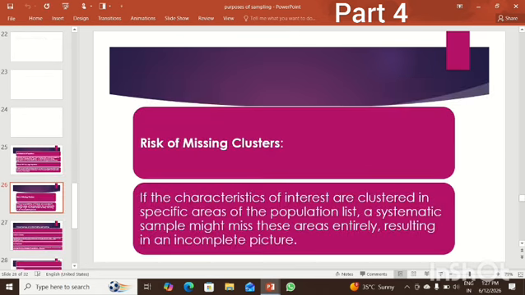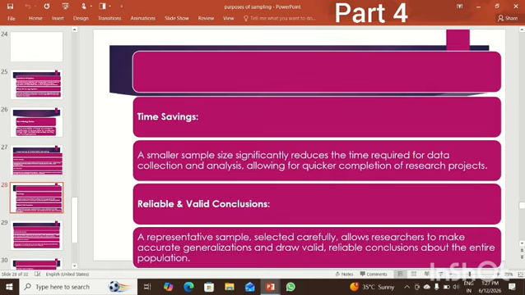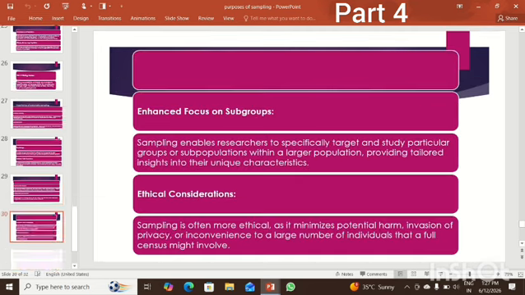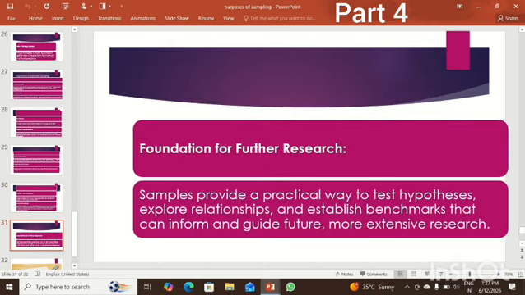Then risk of missing clusters. If the characteristics of interest are clustered in specific areas of the population list, a systematic sample might miss these areas entirely, resulting in an incomplete picture. Importance of systematic sampling. The need and importance are something similar. Feasibility and efficiency, cost effectiveness, time saving, reliable, valid conclusions, improved data quality, manageable data analysis, enhanced focus on subgroups, ethical consideration, foundation for further research.